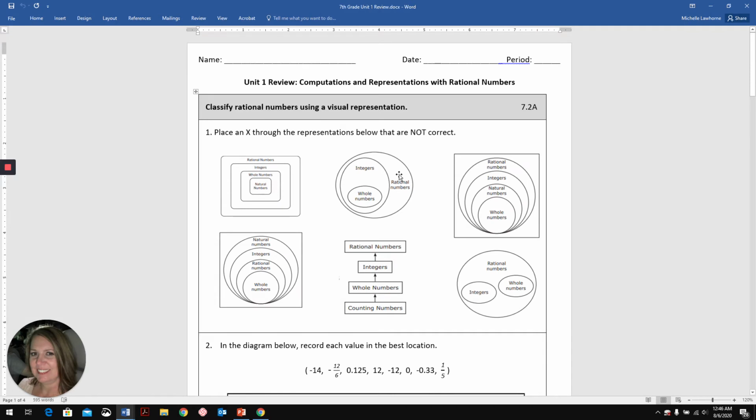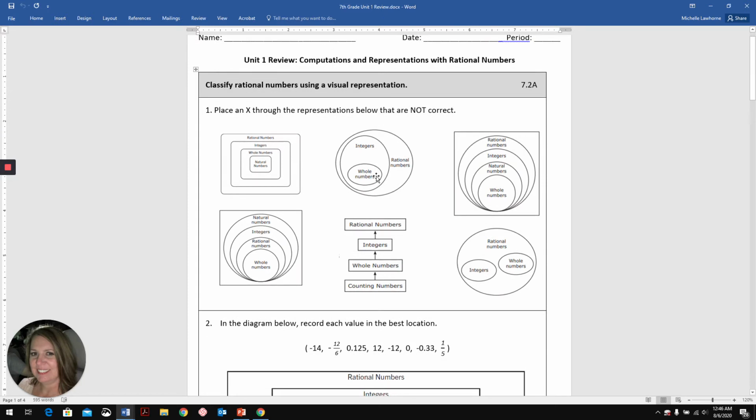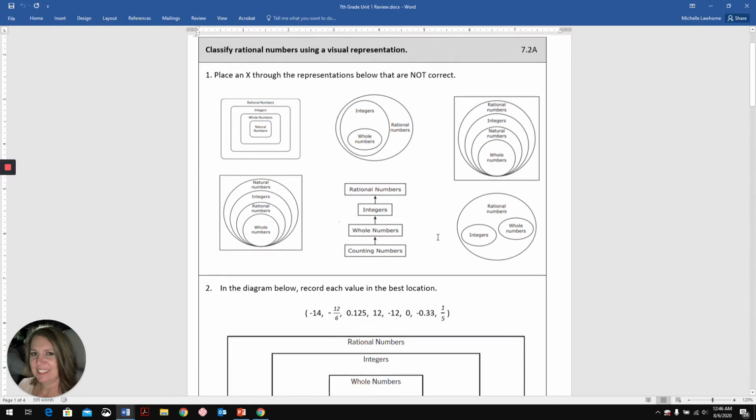Now here's a review. This is 7th grade Unit 1 review. And all of our reviews are grouped by TEKS like this. So here's 7.2a, choosing which representations are not correct.